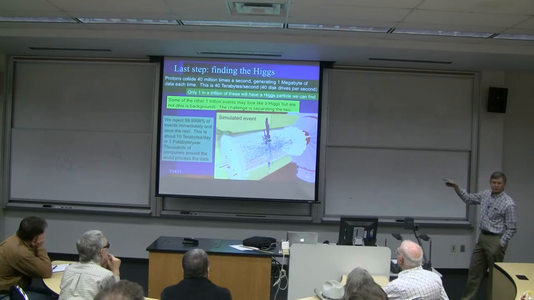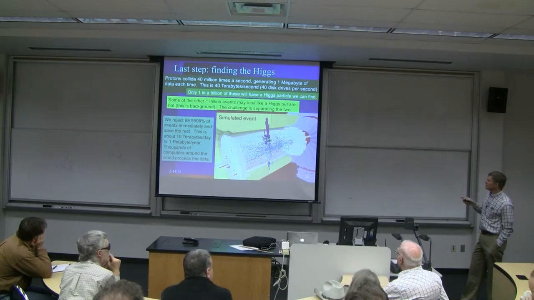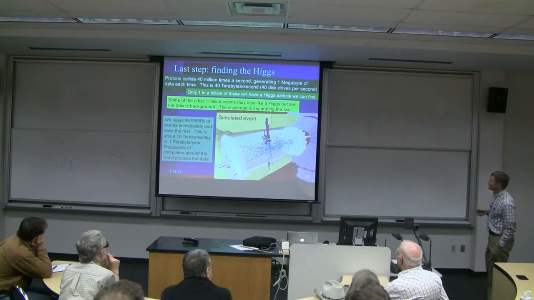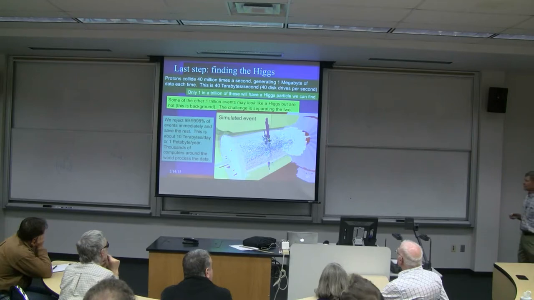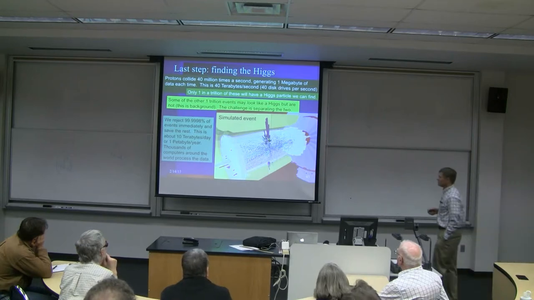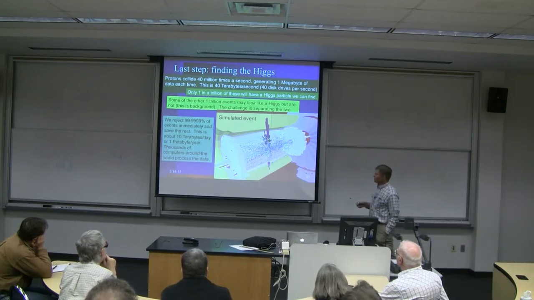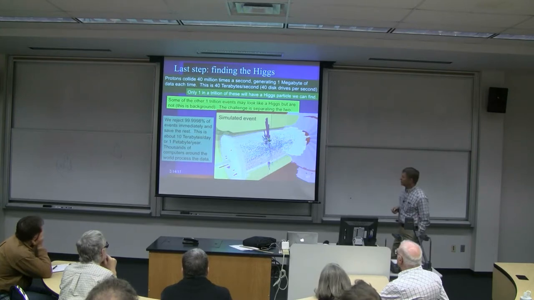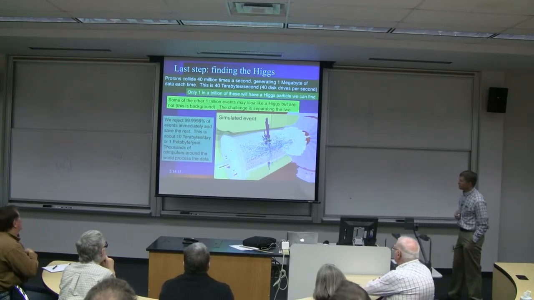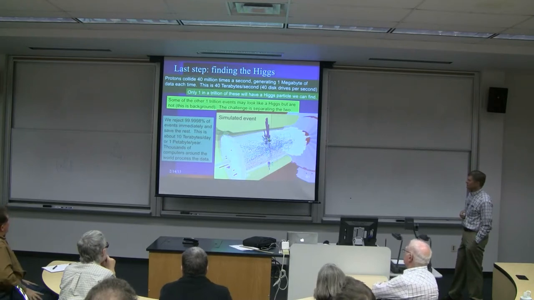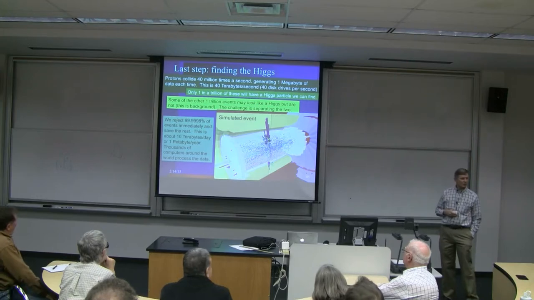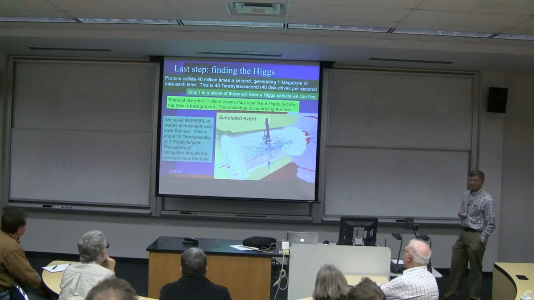But only 1 in a trillion of all the interactions is going to be Higgs particles. So we have to be clever about what we trigger on. The challenge is to separate background from signal. So what we do in our experiments with the trigger, we reject 99.99998% of all the events immediately. We save the rest. This is about 10 terabytes of data per day, 1 petabyte per year.